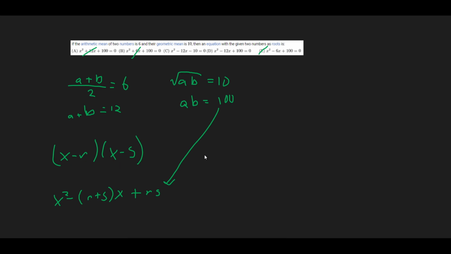So, writing this all neatly, we have x squared minus a plus b times x plus a times b. So we have a plus b equals 12, so we have x squared minus 12 times x plus a times b, which is 100. And getting rid of the parentheses, we got x squared minus 12x plus 100. And that is indeed what we have right at number D.